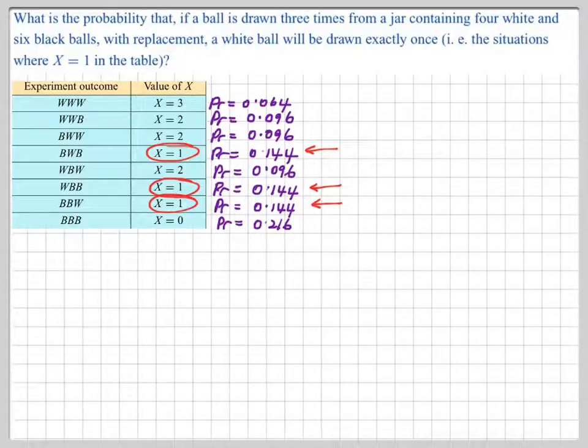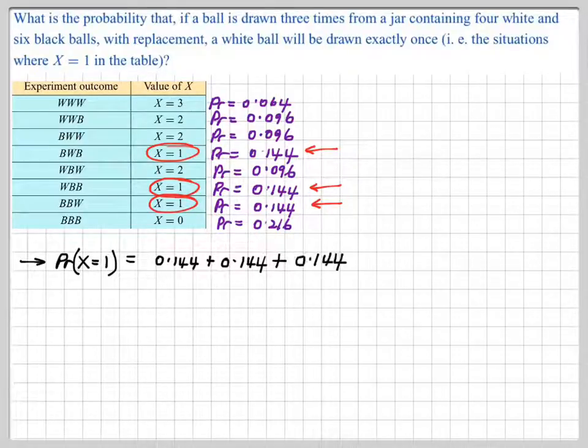So what would be the probability that X is 1? In other words, 1 white ball drawn. Well, guys, you know the answer. It's just the sum of those individual probabilities, because we could have a black, white, black, or a white, black, black, or a black, black, white. And the "or" means you add up the individual probabilities, whereas "and" means you multiply them.